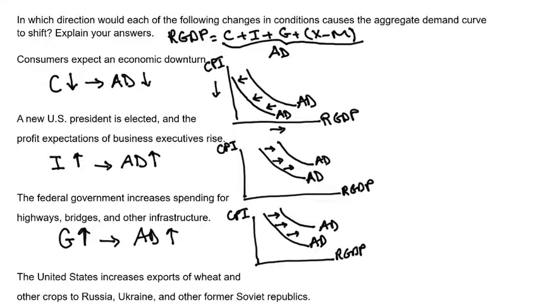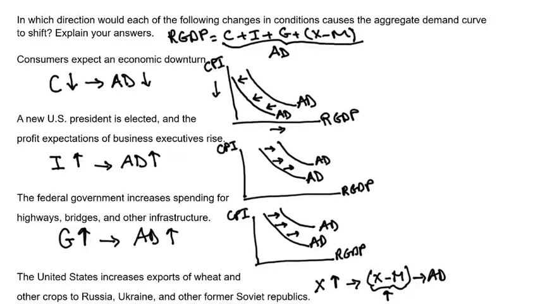And the last situation, we have the United States increasing exports of wheat and other crops to Russia, Ukraine, and other former Soviet republics. This is about exports. Exports are increasing. That will be an increase in net exports altogether. This will also increase. As we know, this is again a part of aggregate demand.